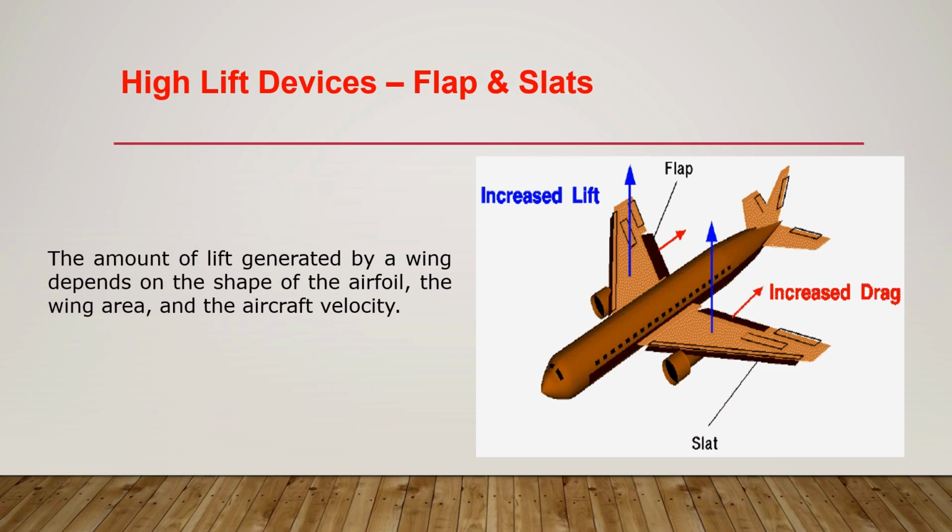Similarly, flaps and slats. Flaps and slats are used because the amount of lift generated by the wings depends on the shape of the airfoil, the wing area, and the aircraft velocity. So this is an important part of the aircraft. All these parts of the aircraft are used to change the direction or motion of the aircraft.